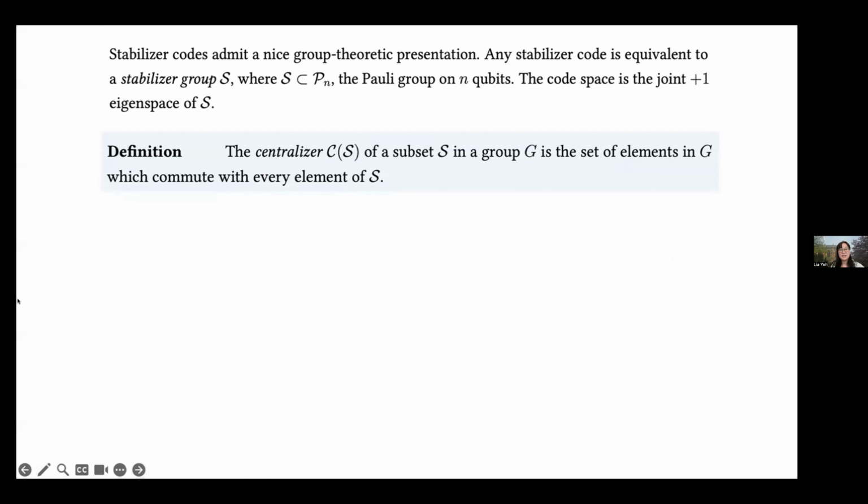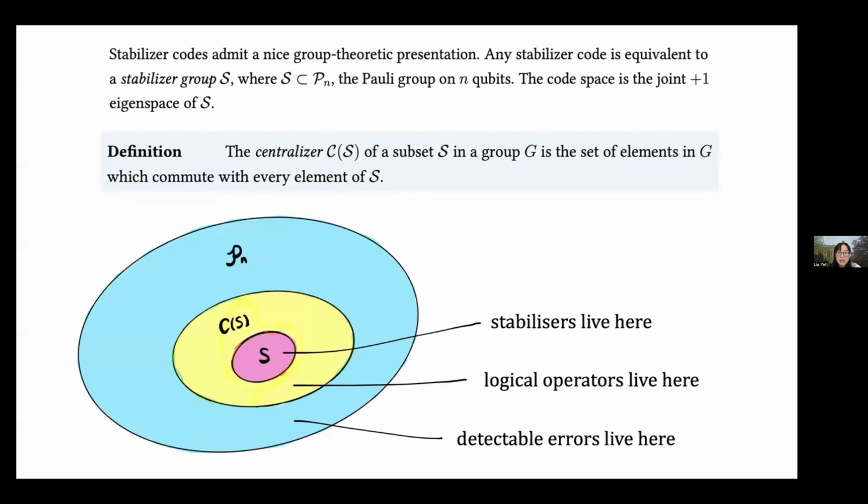The centralizer of a subset in a group is the set of elements that commute with every element of that subset. Where that's relevant is this diagram. S is our code space, so all the stabilizer generators and stabilizers spanned by them live there. All the logical operators live in the centralizer of S, the yellow part, and that means they must commute with everything in S, the pink part, but they might not necessarily commute with each other. In fact, they can't commute with each other, because Pauli X on the first logical qubit can't commute with Pauli Z on the first logical qubit, for example.